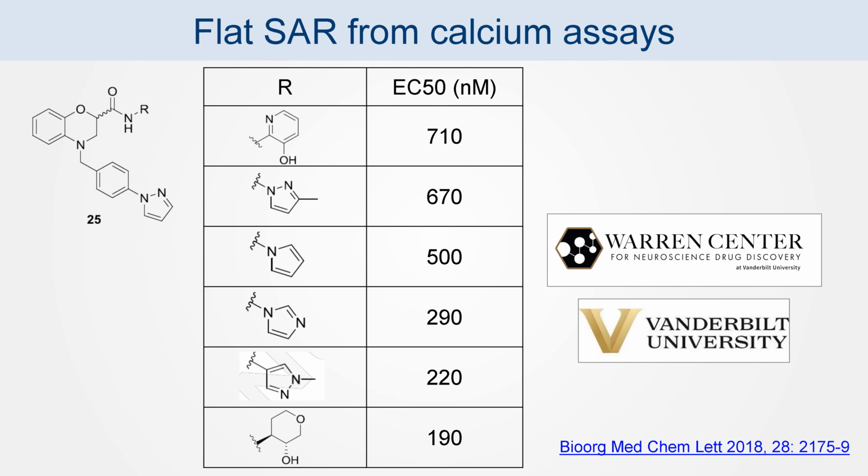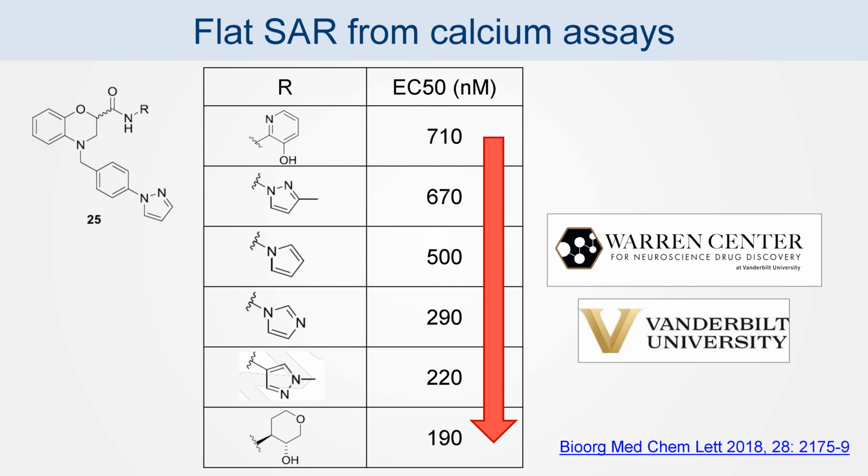Here's an example of flat SAR from a paper from Craig Lindsley's lab at Vanderbilt, who were using the calcium assay. This shows the SAR reaching a potency in the 200 nanomolar range, but then getting stuck there. No matter what the chemical modifications, the potency was not increased here. We saw this in our lab many times with the calcium assay.